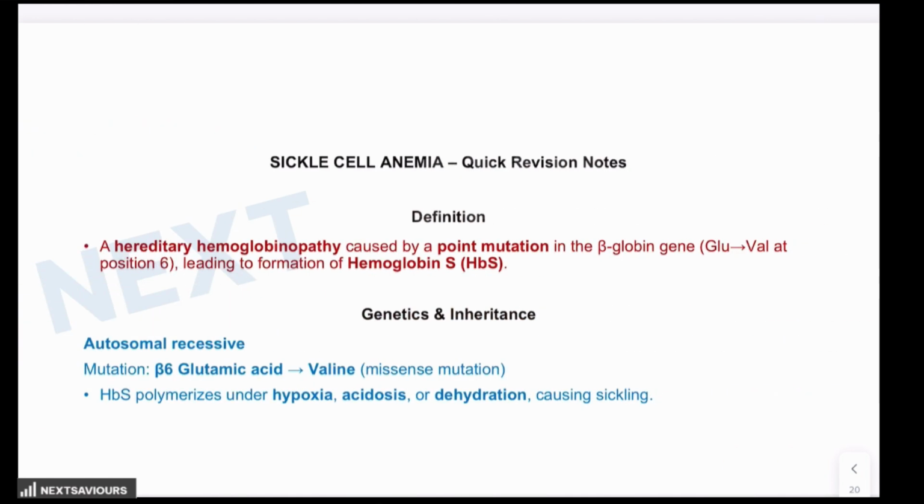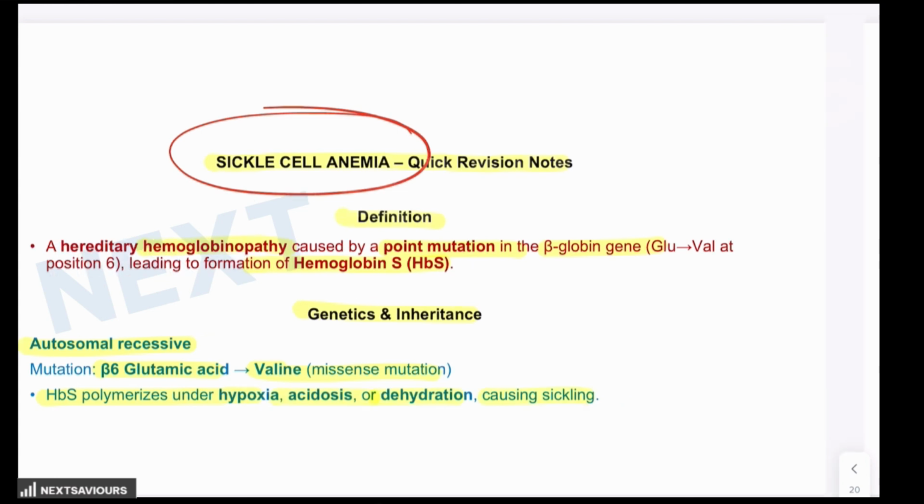Continuing with the explanation, a quick revision note on sickle cell anemia is also provided, which you should be remembering. One is obviously the definition. It is a hereditary hemoglobinopathy which is caused by a point mutation in the beta globin gene, leading to the formation of hemoglobin S. Genetics and inheritance: it is autosomal recessive. The mutation is at beta 6, glutamic acid converted to valine, which is because of a missense mutation. And HbS polymerizes under hypoxia, acidosis, or dehydration, which is responsible for causing sickling of the cells.